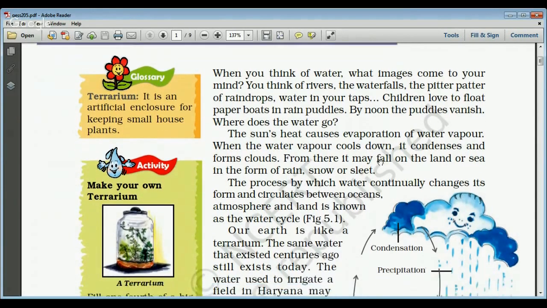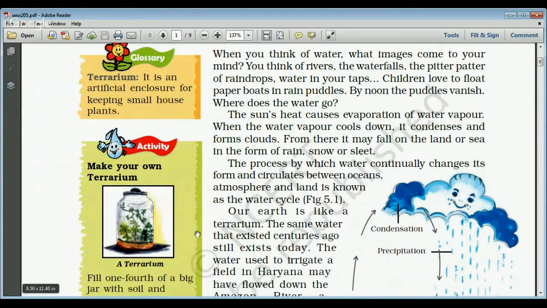See, it looks like this. It is written there, and the diagram is also shown in the PDF itself. So this is a terrarium, and it is generally used in houses for growing small flower plants or other decorating plants.